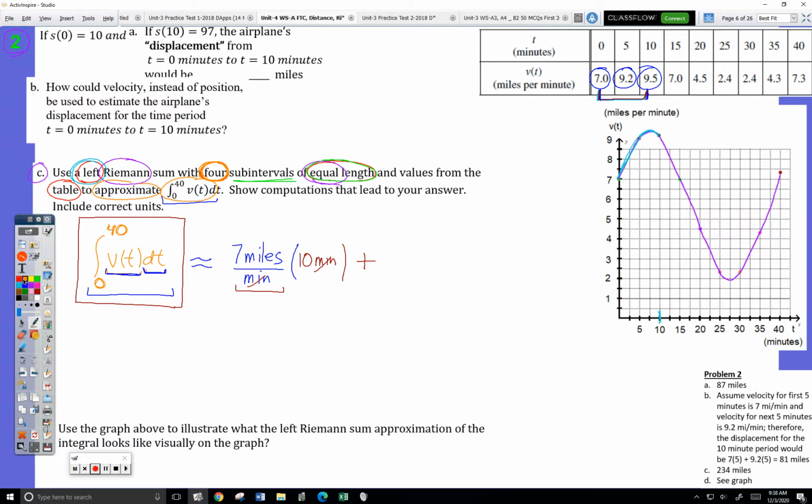Cameron, what do I write next? Would it be 9.5 times 10? Because that's the velocity I'm going to use to represent this 10-minute period. So I multiply that velocity by time duration of 10 minutes. Cameron, what's the next one? It would be 4.5, multiplied by? 10. Somebody please do this on your calculator to make sure we're going to work this out right. Next one, Cameron. 2.4.